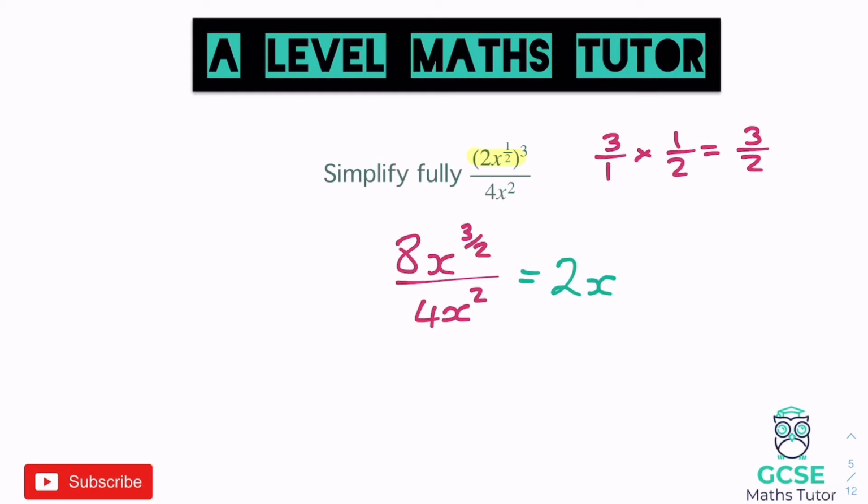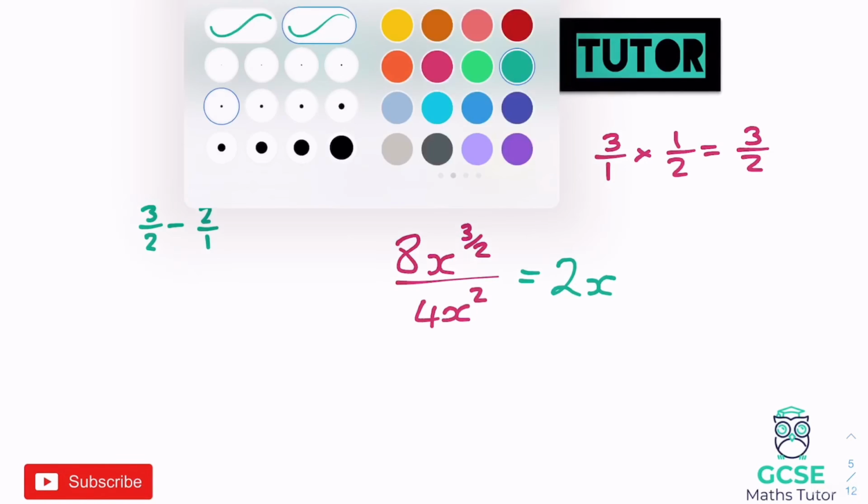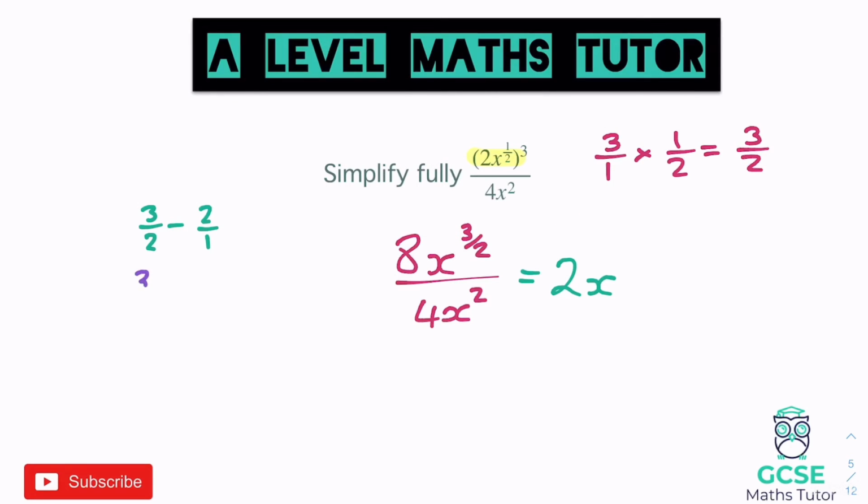So obviously what we've got there is 3 over 2, and we need to take away 2. Obviously 2 is 2 over 1. If we want to write that in terms of halves, we'll have to change that denominator. So that'll become 3 over 2, take away, and if we times both of these by 2, that becomes 4 halves. And when you take those away, you get minus 1/2.